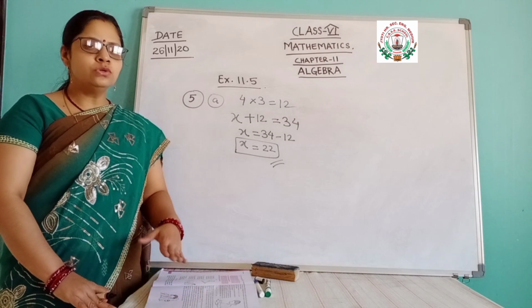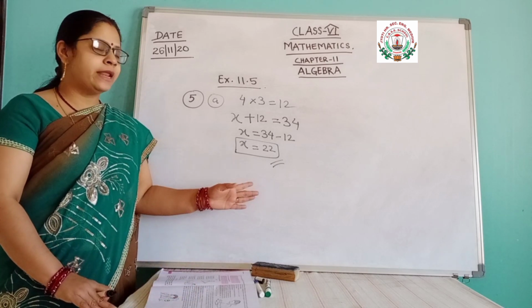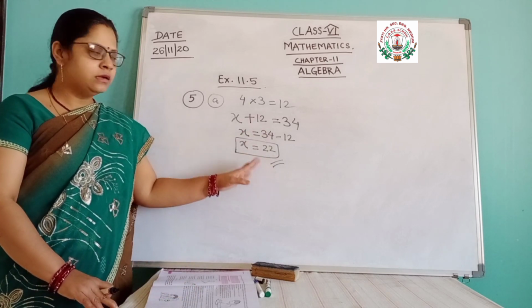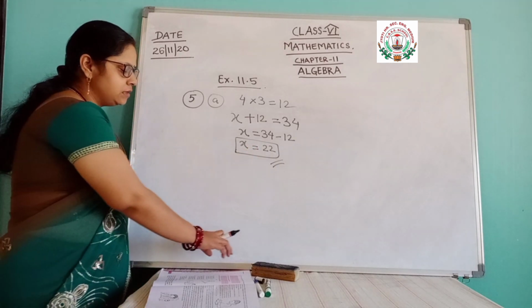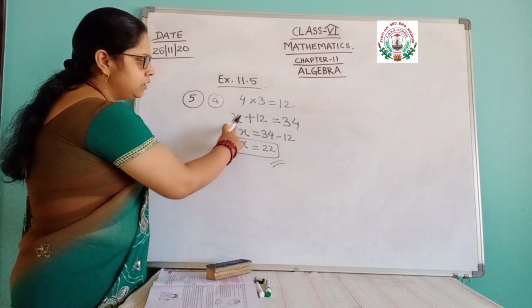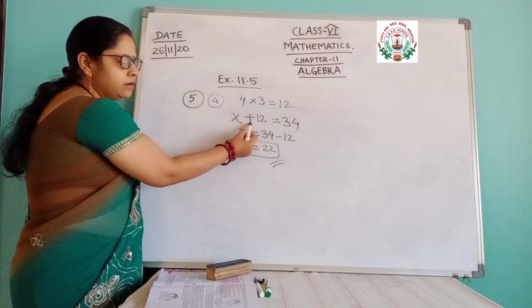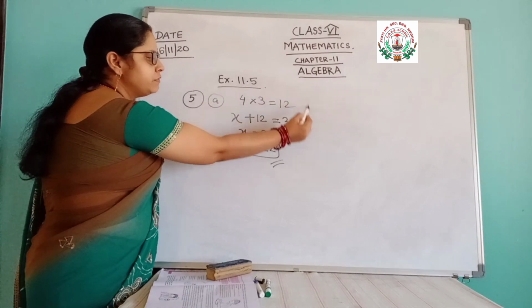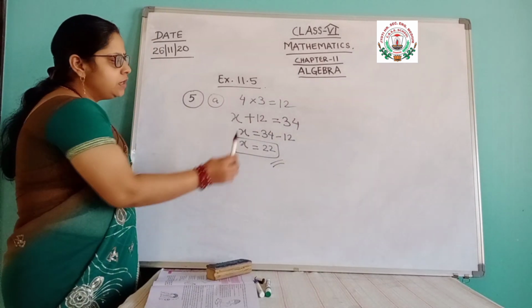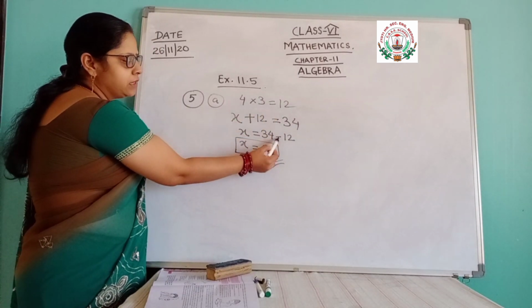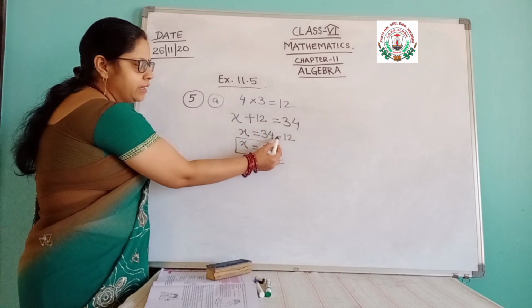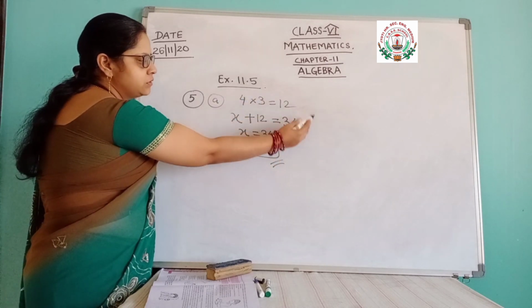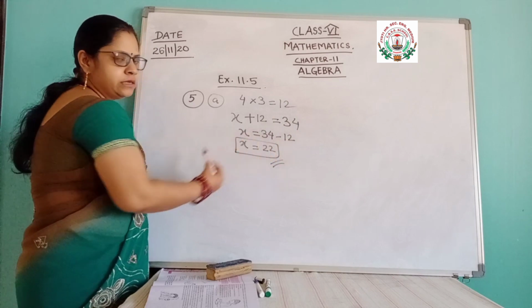Now you should understand what this direct method is. Here I just solved it and told you that the answer is 22. How will we solve it? Let us see. Here this is plus 12. When you transfer this plus 12 to the other side of the equal sign, this plus changes to minus. This is plus 12. When it goes to the other side, it will become minus 12.